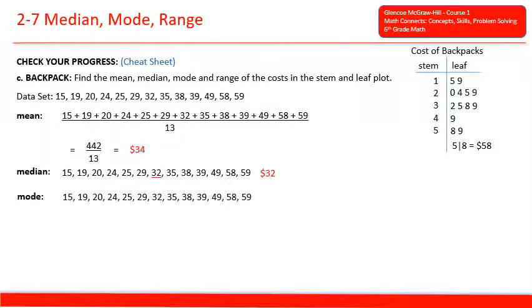And then our mode is, if we look, do any numbers repeat? They do not, so we don't have a mode. And the range, if we subtract 15 from 59, is $44.